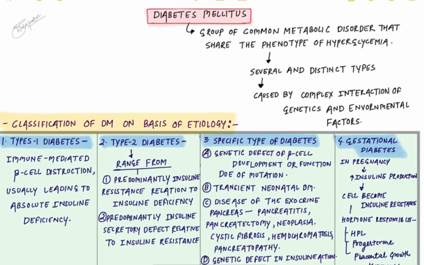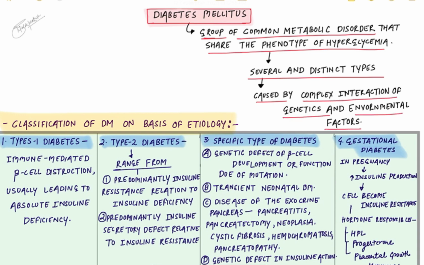The most important and most common disease, diabetes mellitus. What is diabetes mellitus? It is a group of common metabolic disorders that share the phenotype of hyperglycemia. There are several distinct types caused by complex interaction between genetic and environmental factors.